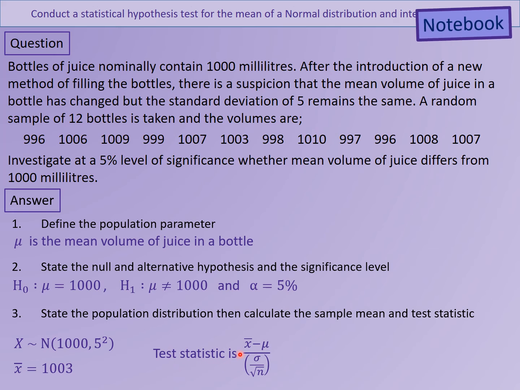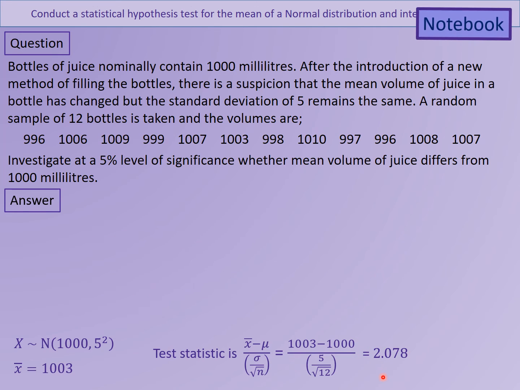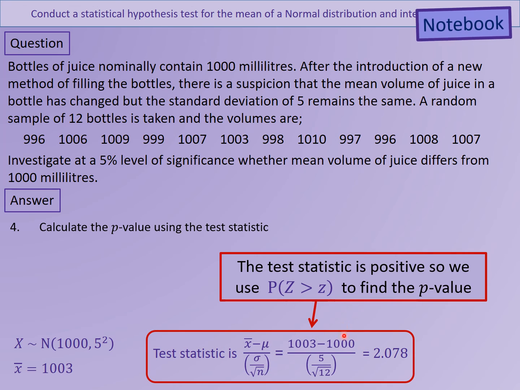So the test statistic is x bar minus mu, which is the difference between those two, which of course is just 3, divided by the standard deviation, which is 5, over the square root of 12. Put those numbers in, work out your answer to 4 significant figures: 2.078. That is our test statistic that we need to compare. What is the probability of getting 2.078? That's what we want to do.